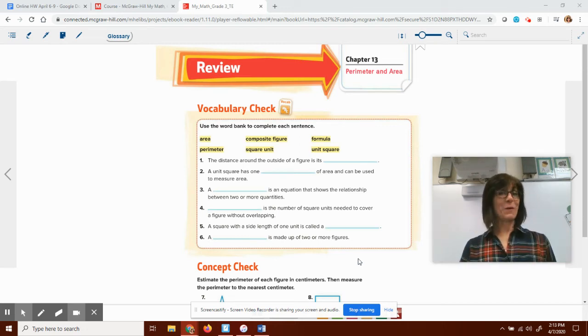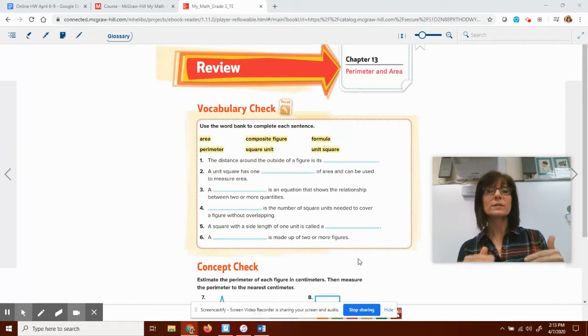You're not going to believe it, but we're already on a chapter review of chapter 13. So we're going to say goodbye to perimeter and area, and we are on to bigger and better things next week. So we're going to start with some vocabulary because today you're going to take a practice test. Tomorrow, your parents will give you the real test and also your vocabulary test. Because vocab, remember, is very important.